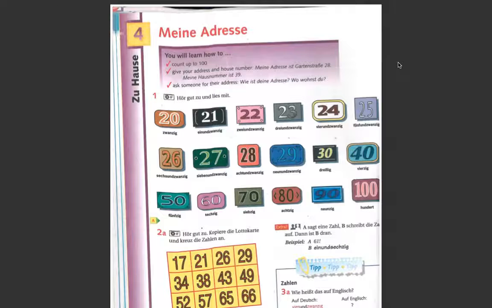Meine Adresse. Zu Hause. My address. Again, as from the last videos, we know that words that end in E are die words. So meine Adresse. Zu Hause is at home. Okay? So here we have the numbers from 20 to 100.